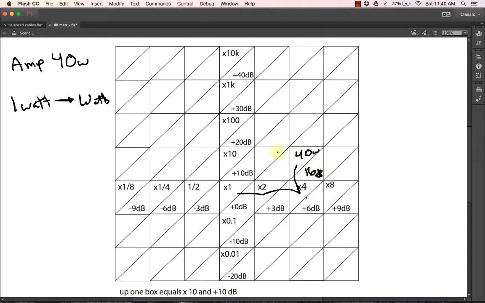Now what if I've got a 100 watt amp? Let's delete this. If I have a 100-watt amp, start here at 1. So I'm putting 1 watt into the amplifier and it is boosting it to 100 watts. So I go here times 10, times 10 again. That means I have gained 100 watts, I have gained 20 decibels.